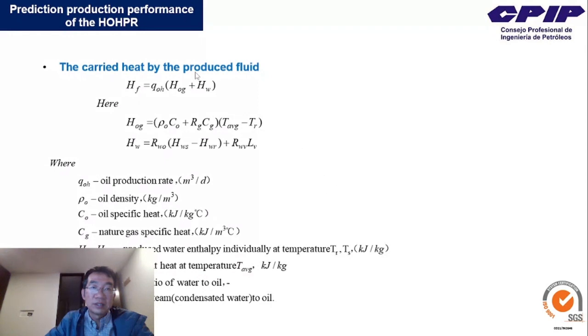The carried heat by the produced fluid is formulated like this, where the QOH means oil production rate, and the PO means oil density, and the CO means oil specific heat, and CG means natural gas specific heat, and HWS and HWR mean produced water enthalpy at temperature, and LV means the water latent heat at temperature, and the RW means production ratio of water to oil, and RWV means the ratio of steam to oil.